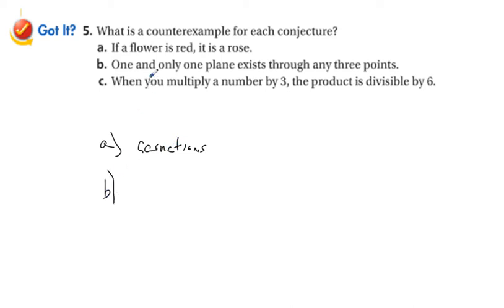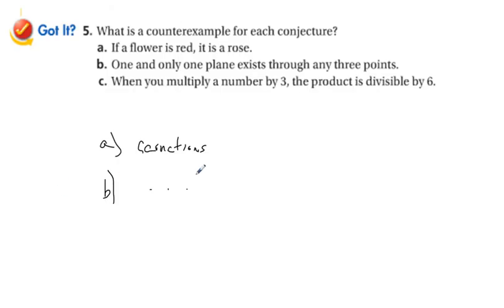B, one and only one plane exists through any 3 points. Now it's true that if I had 3 points that are non-collinear, I can only draw one plane through them. We learned that. But suppose I have 3 points that are collinear. In other words, suppose my points didn't look like that. Suppose they look like this. And we know that you can draw an infinite number of planes through 3 collinear points. So my counterexample would be collinear points.